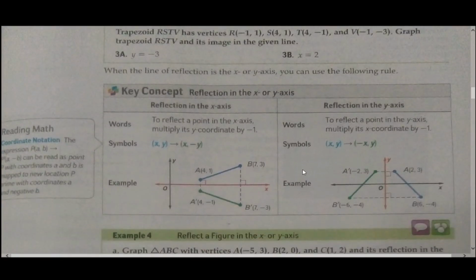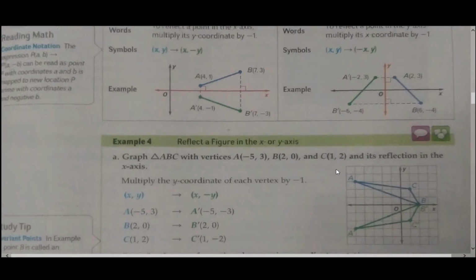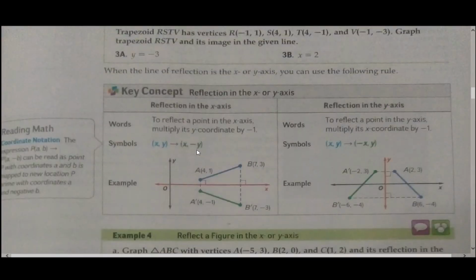So there's reflection over the x-axis, the y-axis, the origin, and then the line x equals y. Okay. So the x-axis is going to be, you're going to make the y negative. Whatever the y is, it's going to become negative. The y-axis is going to make the x negative. Okay. So x-axis, y is negative. Y-axis, x is negative. Origin, both are going to become negative.